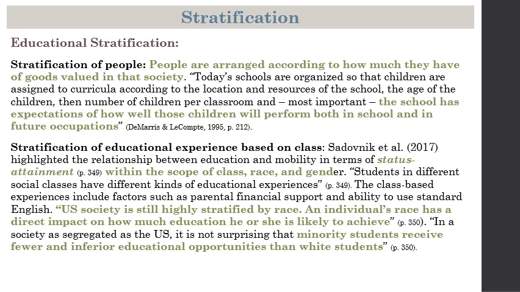Additionally, there's a stratification of educational experience that's based on class. Sadovnik spoke in terms of status attainment, and that attainment was seen within the scope of class, race, and gender. Basically, what he suggests is that U.S. society is still highly stratified by race, and an individual's race has a direct impact on how much education he or she is likely to achieve. In a society that's as segregated as the U.S., he indicates that minority students receive fewer and inferior educational opportunities than white students.